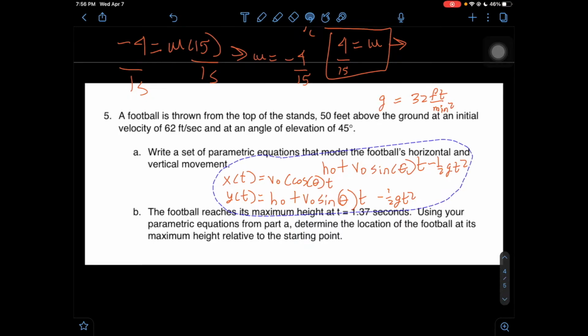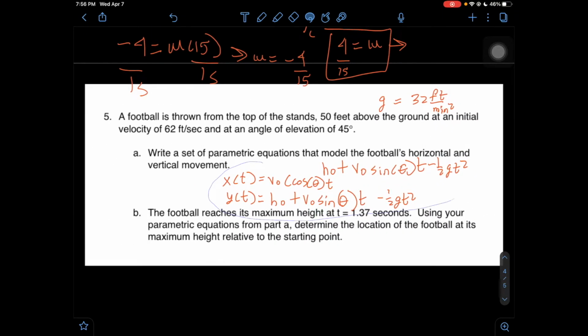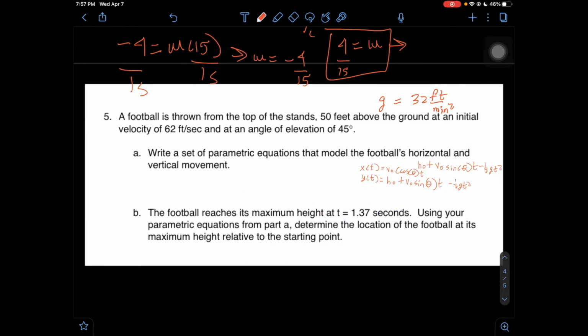So now what we need to do is substitute the values we know in our question into this equation. We already have our x and y components, so we're just going to substitute.